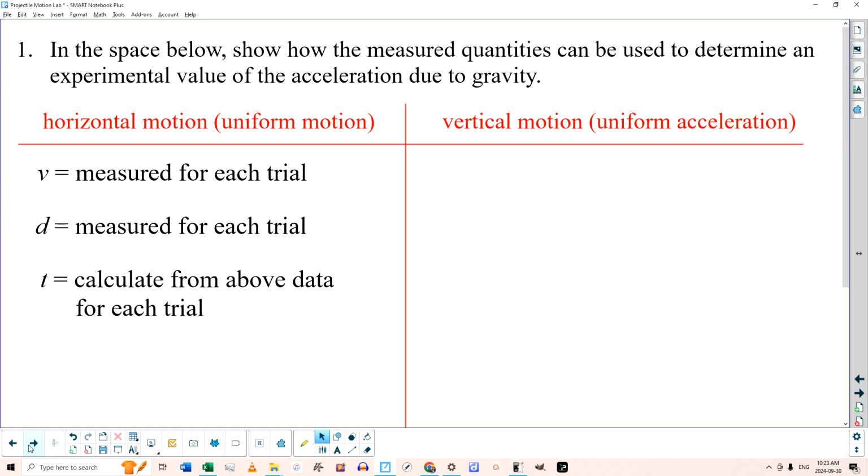So if you take the horizontal distance traveled by the ball bearing in trial 1 and divide by the speed that it was moving at horizontally in trial 1, you'll get the time it was in the air in trial 1.